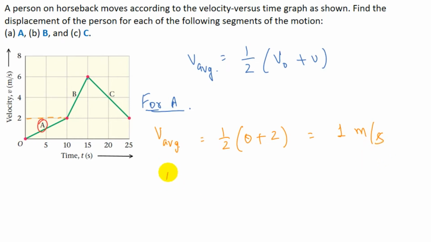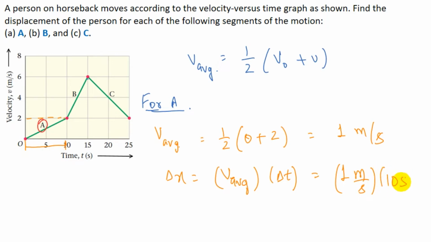Now we can easily find the displacement delta x, which equals the average velocity multiplied by the time interval delta t. So this is 1 meter per second, and delta t for this time interval is 10 seconds. So we multiply it by 10 seconds and we get the displacement to be 10 meters. So this is the answer for the A part.